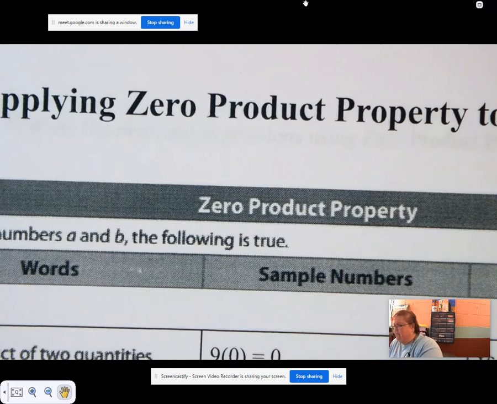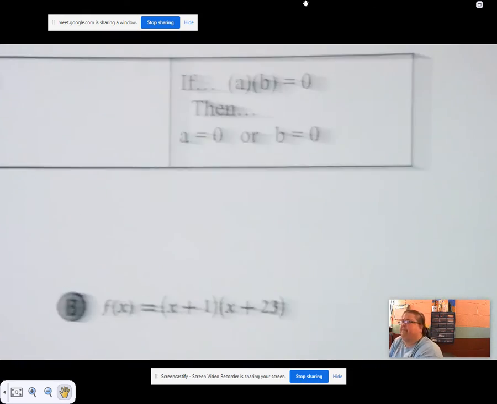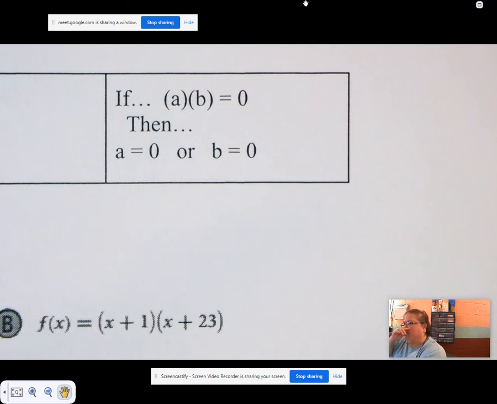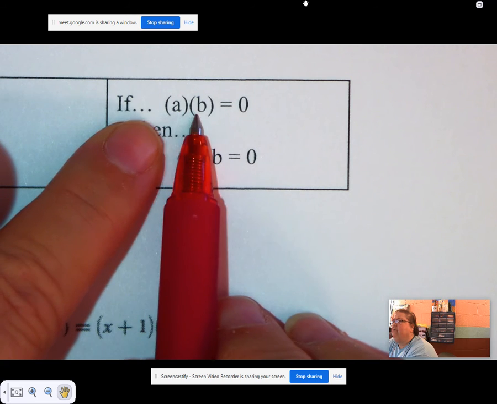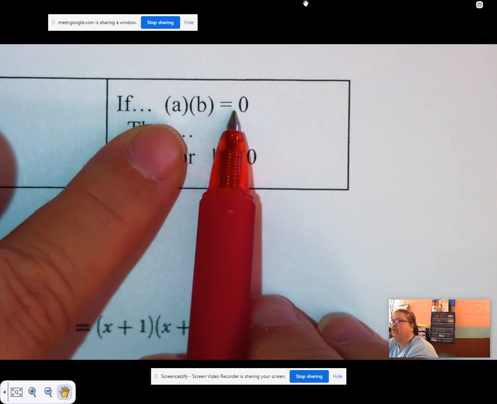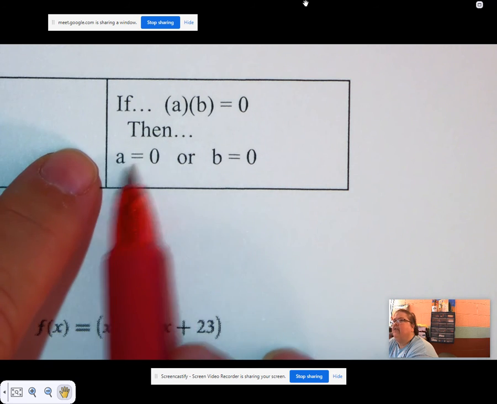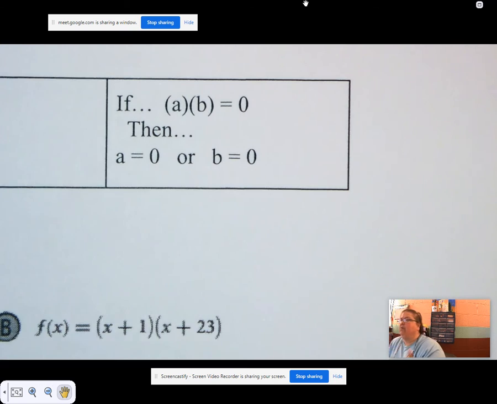Okay, now we're going to apply the zero product property. And here's what it says. And these are the words and everything. Here's what it means. If A times B equals 0, no matter what these are, if they equal 0, then either A equals 0 or B equals 0. Because when we multiply and we get a 0, doesn't one of those have to be a 0 to get there? Okay?